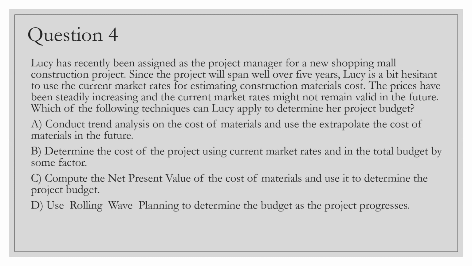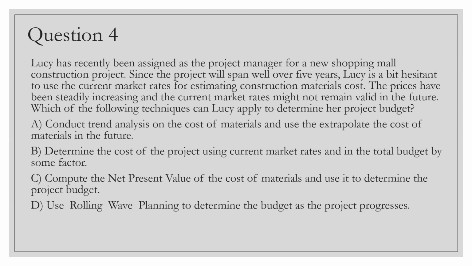Third is compute the net present value of the cost of materials and use it to determine the project budget. No, we cannot do that, because net present value will not solve your problem; the present value cannot be taken as the budget because things will change over 5 years. Fourth, use rolling wave planning to determine the budget as the project progresses. In a shopping mall construction project, it's not good to do rolling wave planning. Rolling wave planning is generally used for agile projects, and agile is mainly used for, let's say, software development, where you can do a version 1, version 2, like an MVP, a minimum viable product in the beginning, and build on that. But a shopping mall construction is pretty much a waterfall kind of thing. There you cannot do much rolling wave planning.